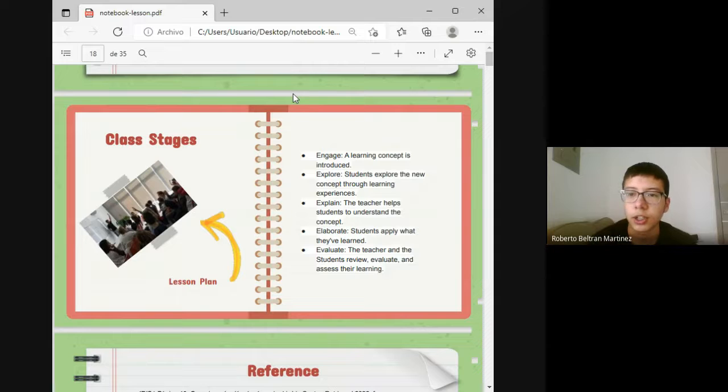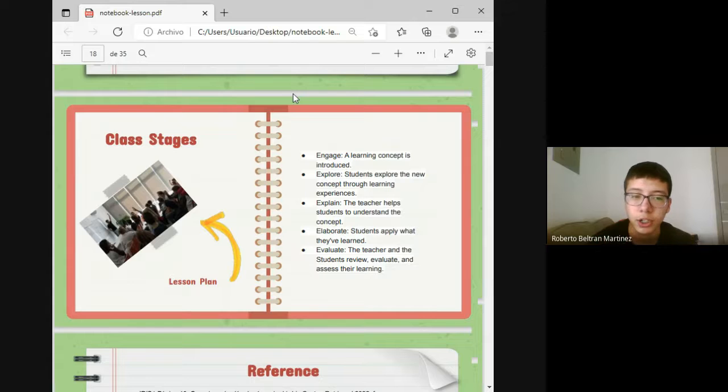So the next part, explore. In this part, students explore the new concepts through learning experiences. Students can share what they think or their experiences according to the topic. This also makes students warm up and start talking a little bit, if the case is that the teacher wants to improve their speaking. The next part, explain. The teacher helps students to understand the concept.